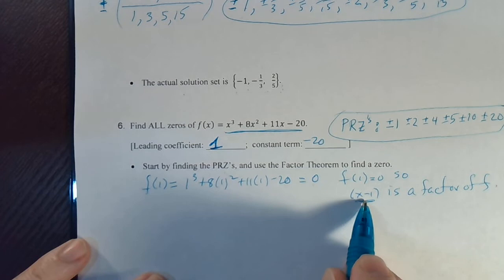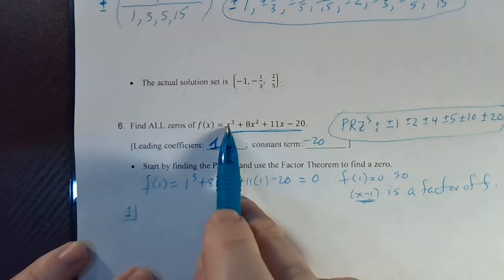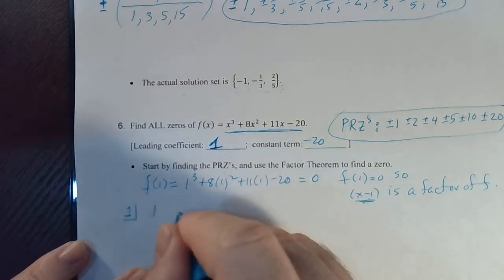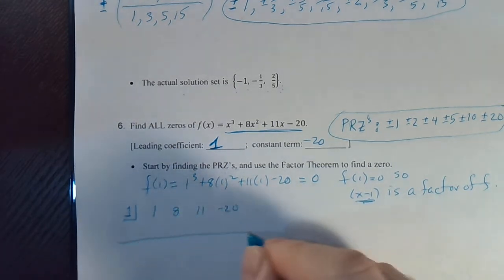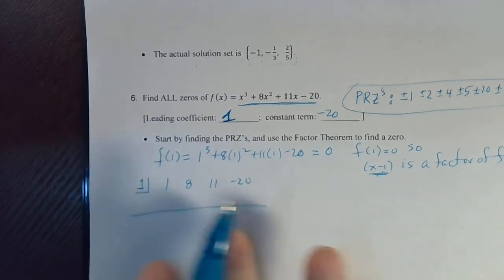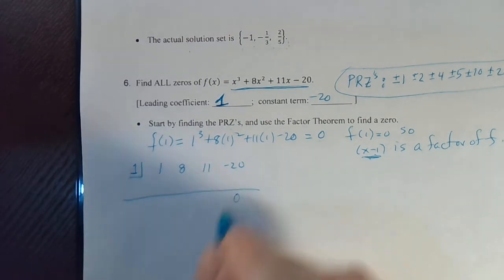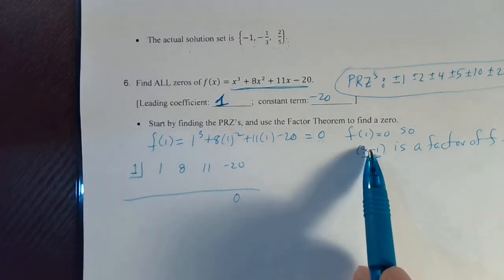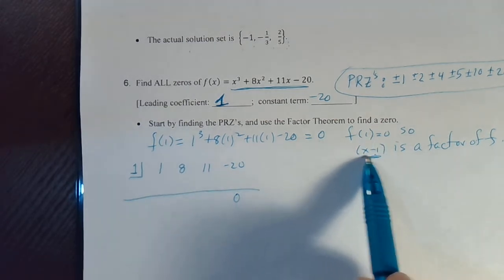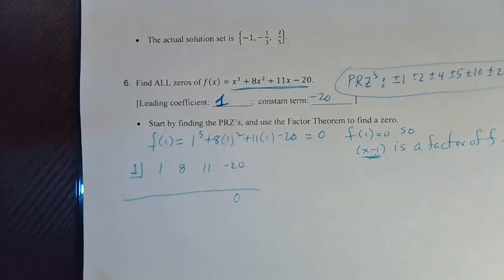So what goes in the cup? What number? Positive 1. And then we'll put 1, 8, 11, negative 20. And by the way, when I'm done doing this synthetic division, I know that I'm going to get a 0 right here, because that's the remainder term. And I know that f of 1 equals 0, so x minus 1 is absolutely a factor of this. So I know there will be 0 remainder.